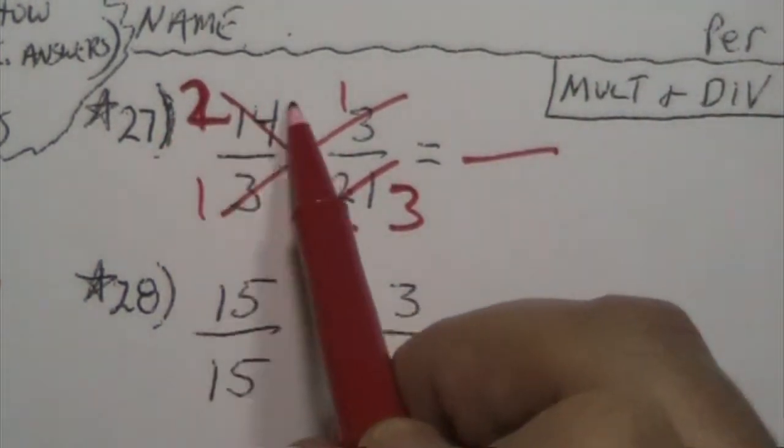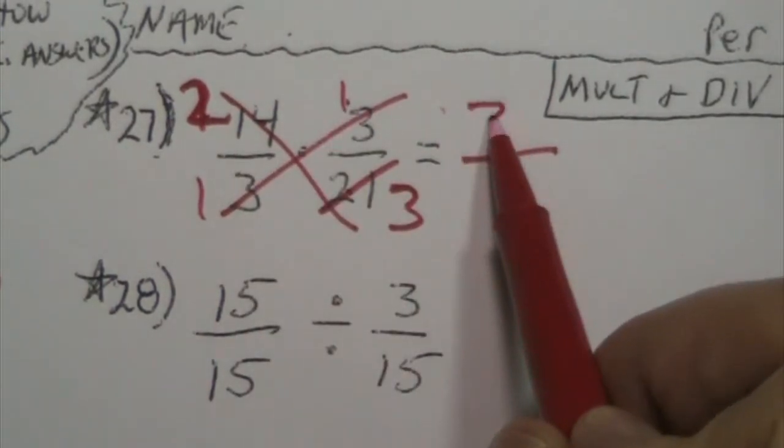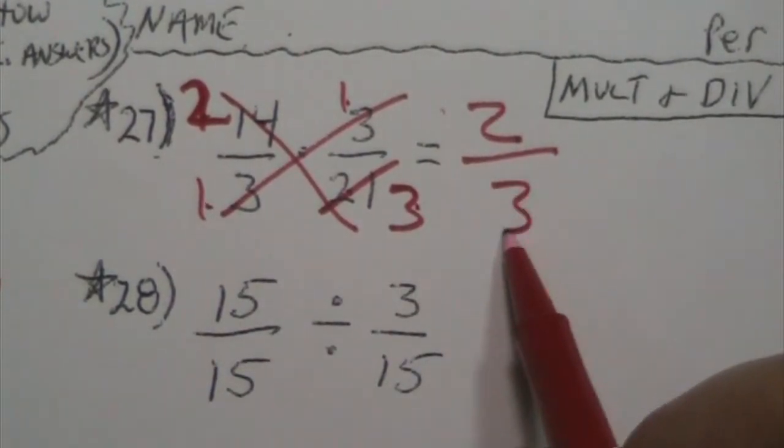Okay, now I can multiply straight across. 2 times 1 is 2. 1 times 3 is 3.